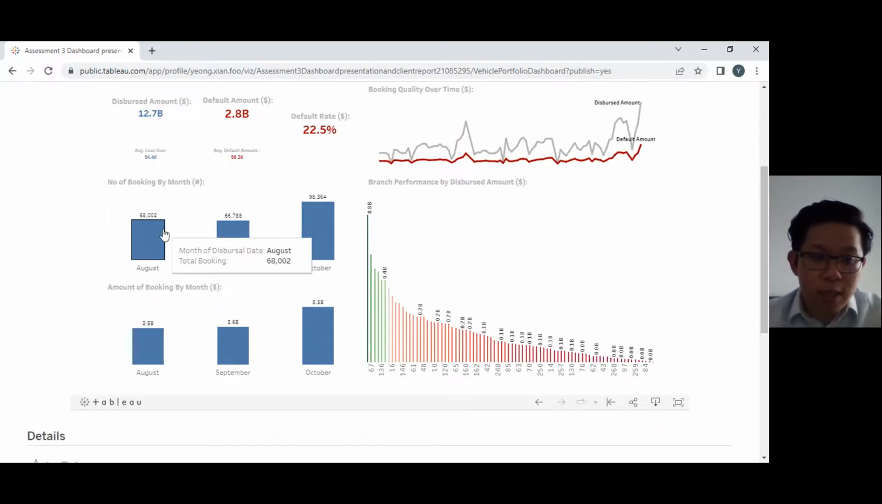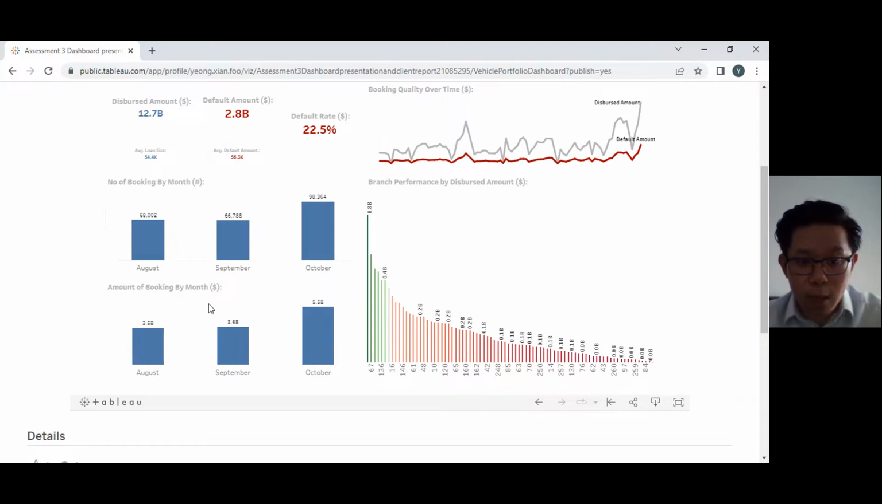And down here, we can see the number of bookings by month. This is the count and number of bookings by amount. So we can see that for September, there is a slight decrease in terms of amount and count, but then it bounced back in October.